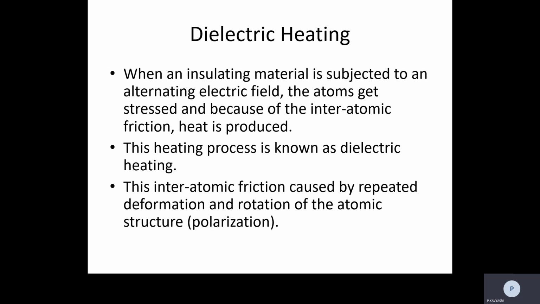Whenever we place such an insulating material in an alternating electric field, the atoms get stressed, and because of the interatomic friction, heat will be produced, and this heating process is known as dielectric heating. I repeat again, whenever we place an insulating material in an alternating electric field, the atoms get stressed, and because of the interatomic friction, heat is produced, and this is known as dielectric heating. This interatomic friction is caused by repeated deformation and rotation of the atomic structure.